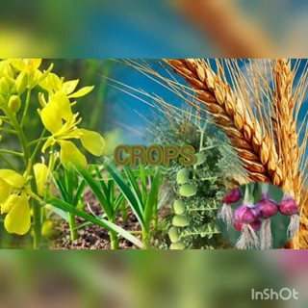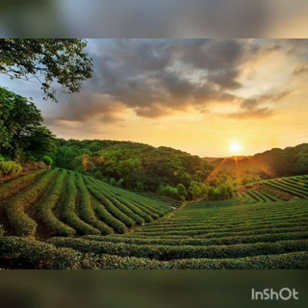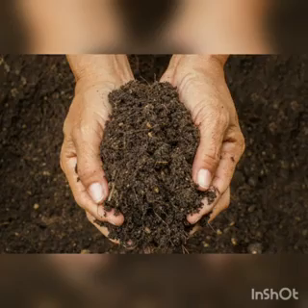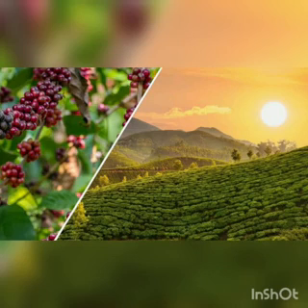Crops. Crops are plants that are grown in fields to provide food and other useful things to us. Crops can be of many types: food crops, fiber crops, and oil producing crops. All crops need water, sunshine, air, and good soil. Different crops need different conditions, like rice needs lot of water and clay soil. Tea and coffee grow well in hilly areas where water is not allowed to collect.